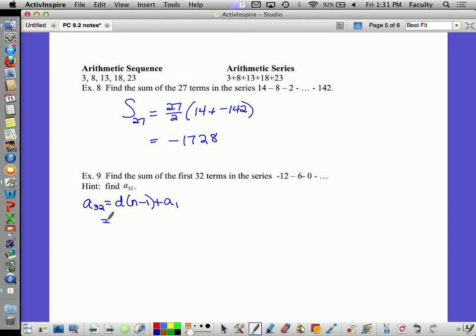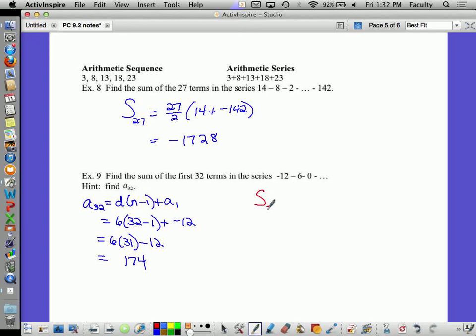What's my common difference here? It's going up 6, right? So it's a positive 6. 32 minus 1, and a sub 1 is negative 12. So you can use your calculators, and I got 174. So you need to know the 32nd term in order to add them up.